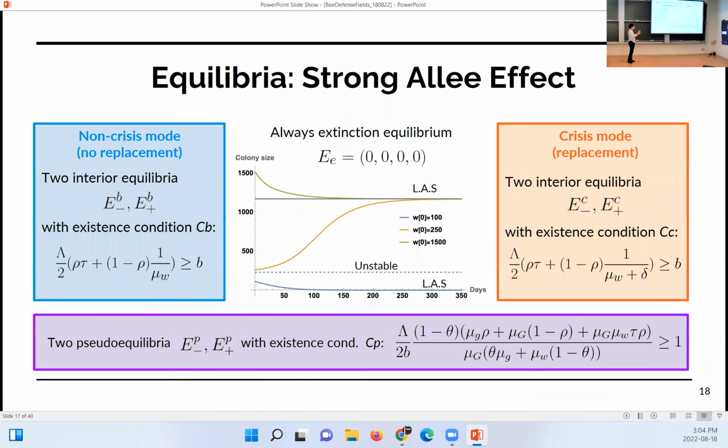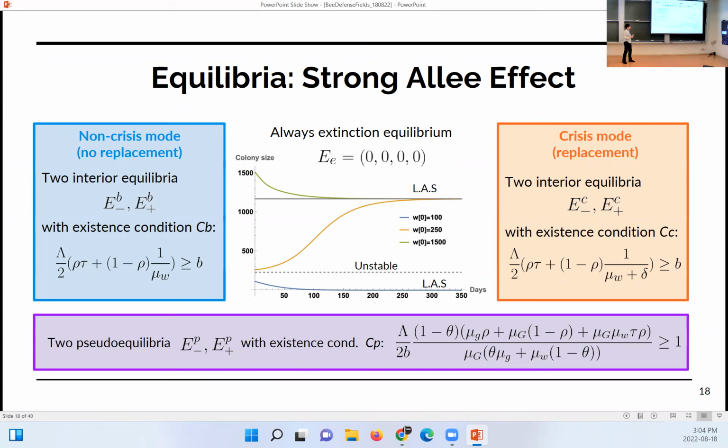So with all those tools, we can figure out what's happening in the system. So if you take separately the two vector fields, then you can find their own equilibria. Each of those internally have two interior equilibria and one extinction equilibrium.